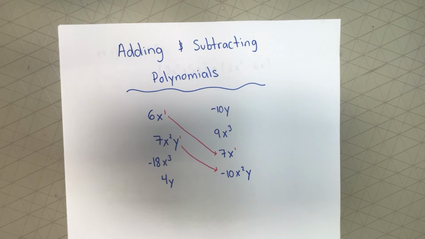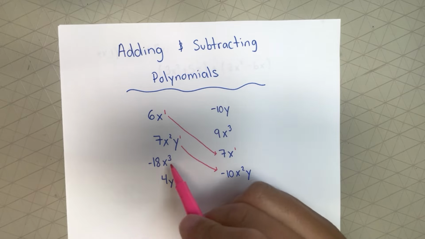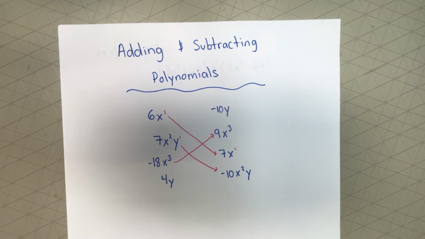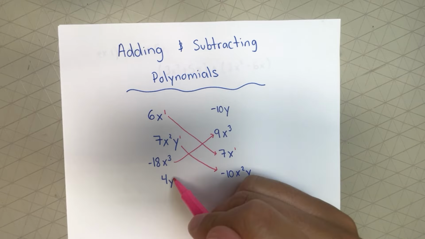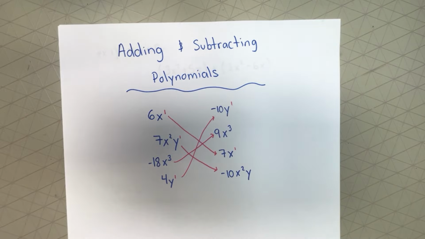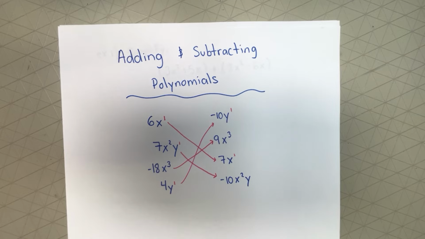Third one, look at negative 18x to the third, which one also has an x to the third. Hopefully you see that it's 9x cubed, which means I'm able to combine these two because they're called like terms. And then the last one, 4y to the first, would be similar to negative 10y to the first because, again, they're like terms. So every time that you're adding or subtracting polynomials, you're only able to combine like terms if they have the same exponent or degree, okay? So what we're going to do is we're going to try our first problem.